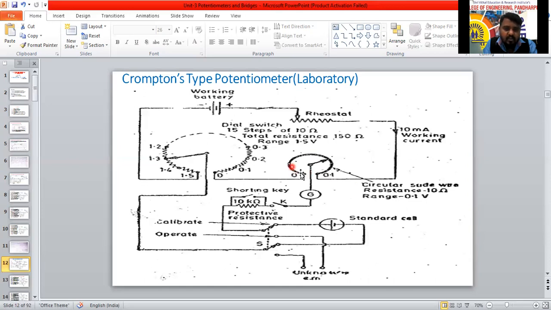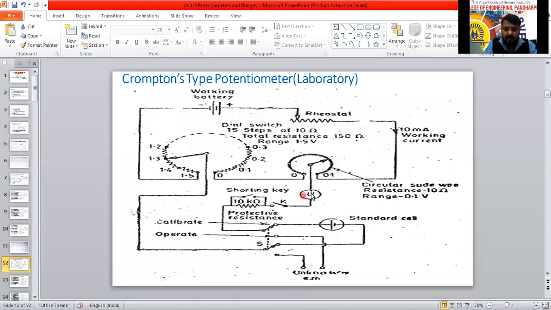0.0001, 0.0002, 0.0003, we can give voltage from 0 to 0.1. Okay, that is called the circular slide wire. We are measuring the length of the slide wire.